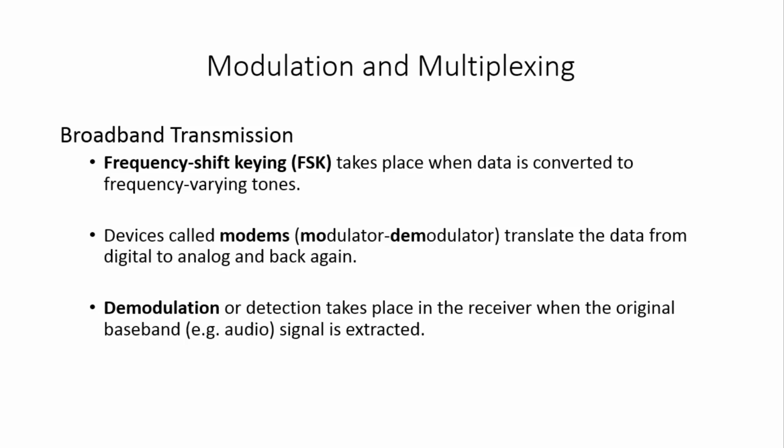Baseband transmission, frequency shift keying, FSK, takes place when data is converted to a frequency varying tone. A device called a modem, modulator and demodulator, translates the data from digital to analog and back again. Demodulation or detection takes place in the receiver when the baseband signal is extracted.